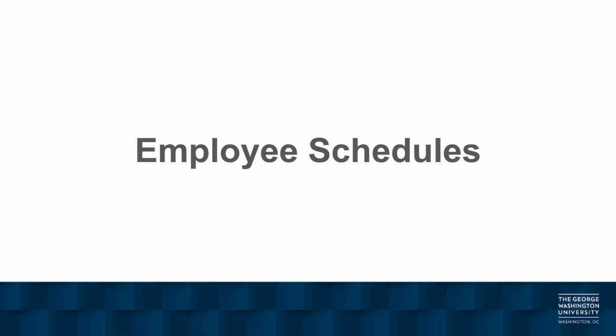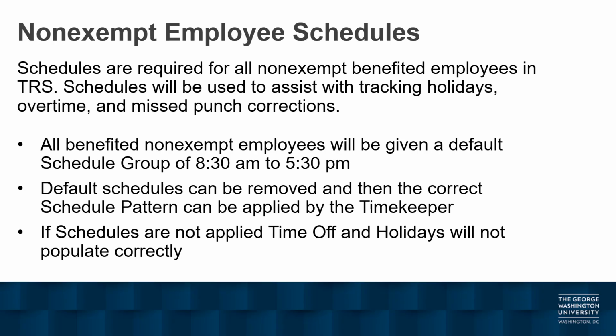Employee schedules. Non-exempt employee schedules. Schedules are required for all non-exempt benefited employees in TRS. Schedules will be used to assist with tracking holidays, overtime, and missed punch corrections. All benefited non-exempt employees will be given a default schedule group of 8:30 a.m. to 5:30 p.m. Default schedules can be removed, and then the correct schedule pattern can be applied by the timekeeper. If schedules are not applied, time off and holidays will not populate correctly.